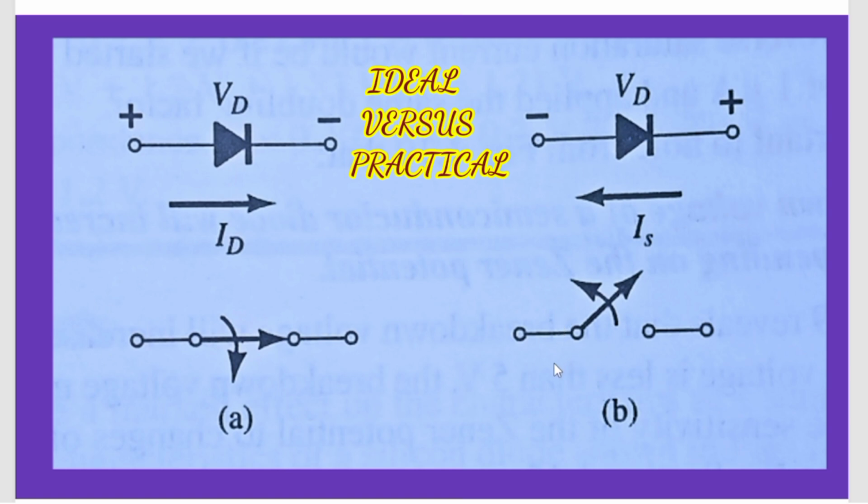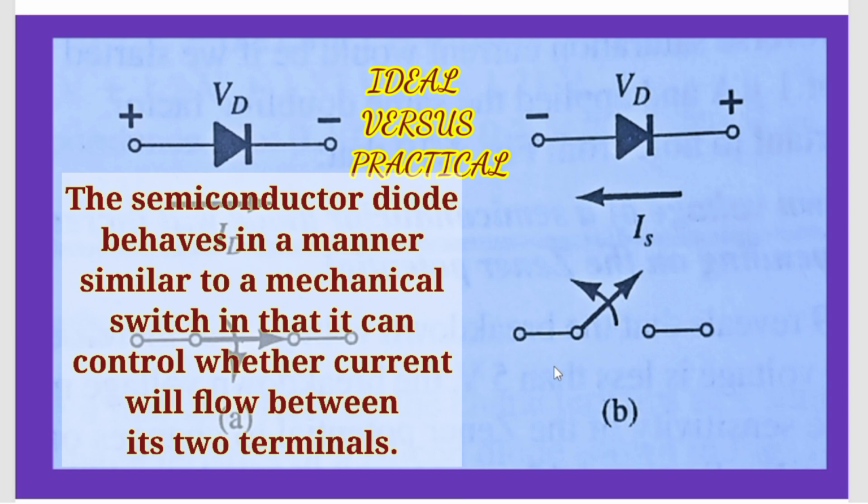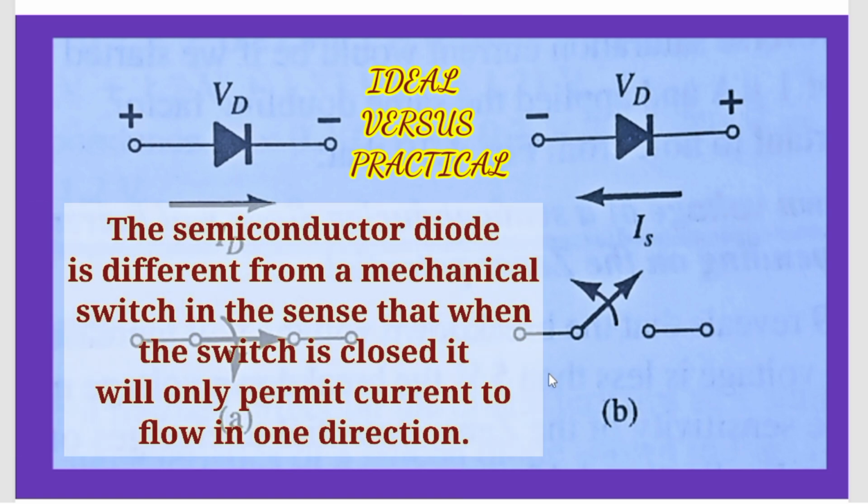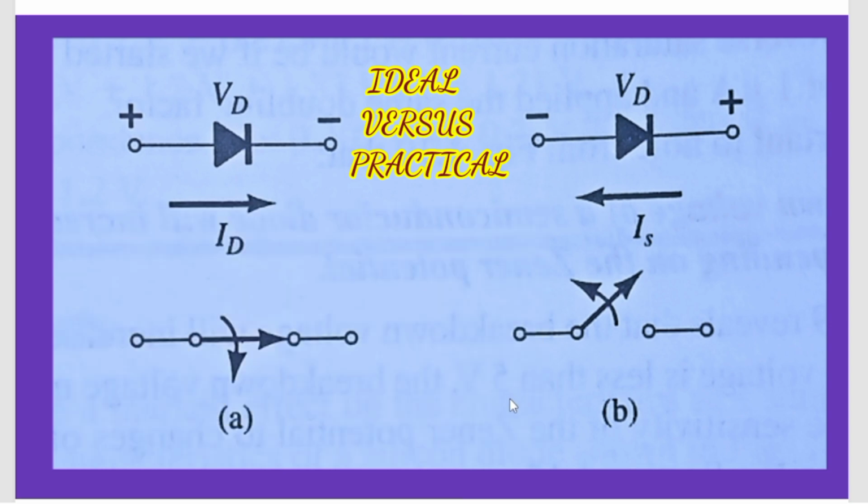In other words, the semiconductor diode behaves in a manner similar to a mechanical switch in that it can control whether current will flow between its two terminals. However, it is important to also be aware that the semiconductor diode is different from a mechanical switch in the sense that when the switch is closed, it will only permit current to flow in one direction. So this practically happens. Now let us discuss what happens in the case of an ideal diode.